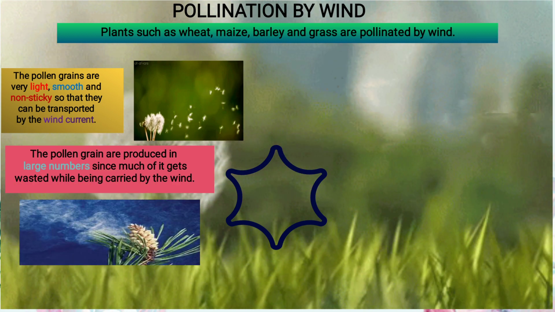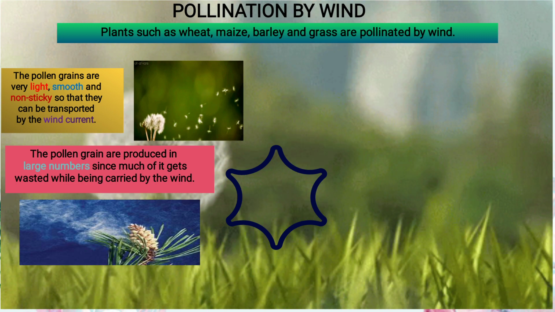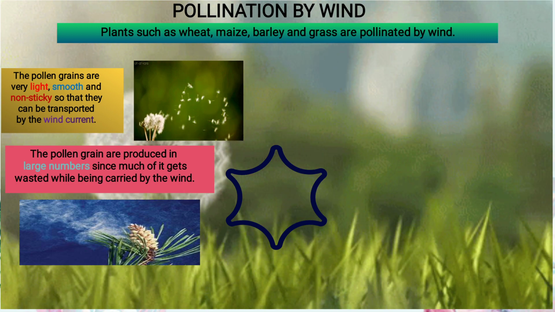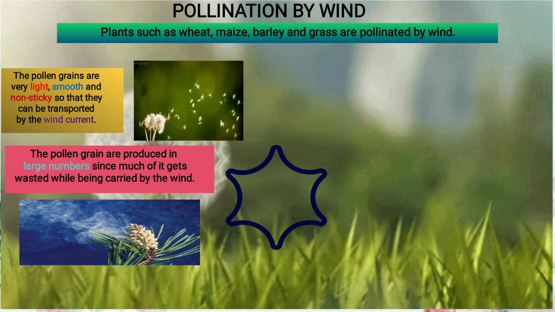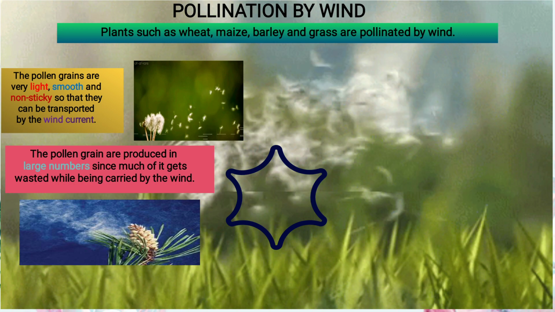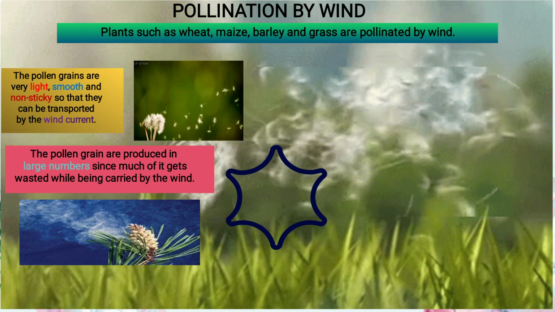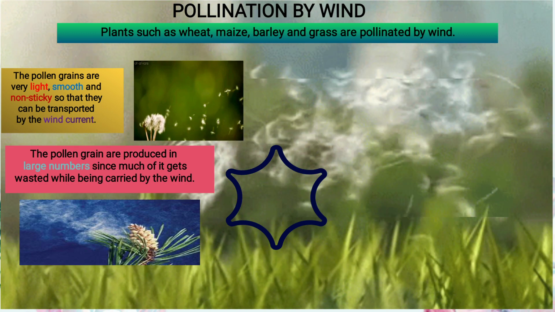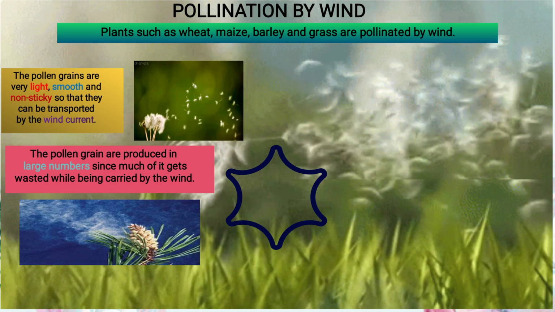The pollen grains are produced in large numbers. Now you see in the down picture, pollen grains, small dust-like structures. That is not dust, those are the pollen grains. They are large in number, and since much of it gets wasted while being carried by the wind, that's why they are produced in large numbers, so that out of that large number any one or two pollen grains can go to the stigma and fertilization can take place.